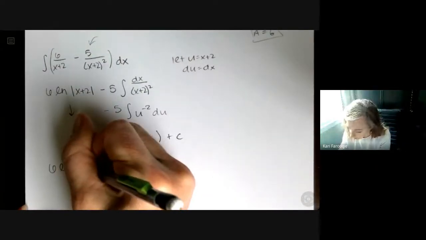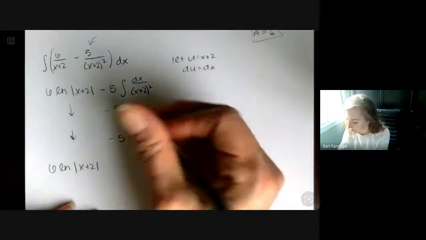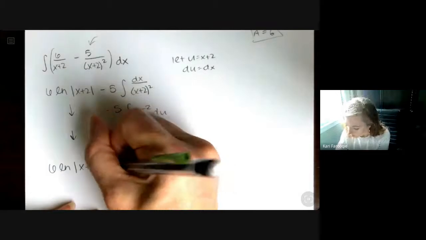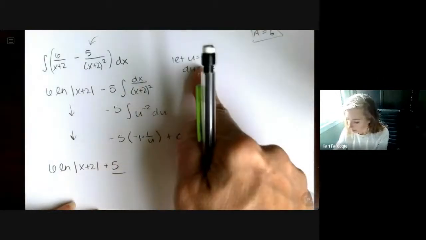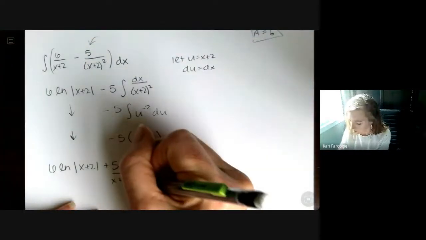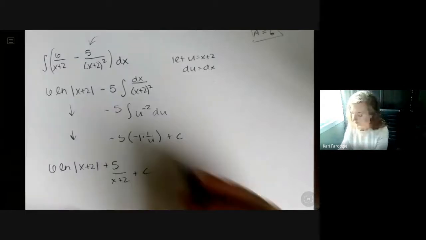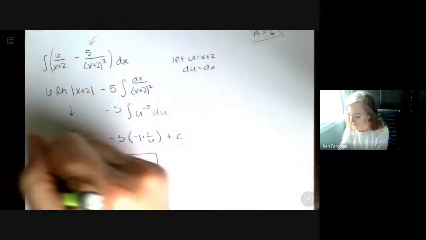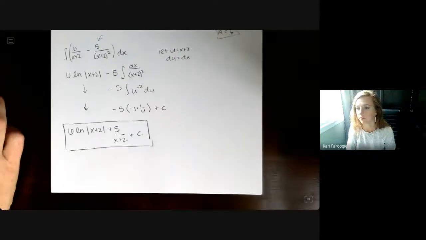So we have 6 times the natural log of the absolute value of x plus 2. And then a negative times a negative is a positive. So you have +5 divided by our u, which was x plus 2, plus c. So that was an example of repeated linear factors.